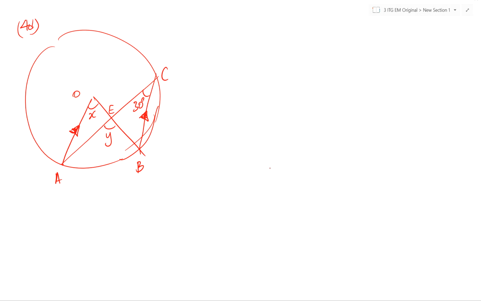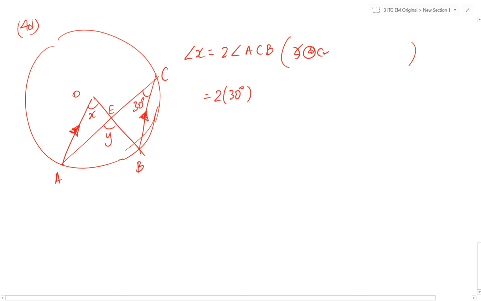I want you to focus on x and 30. What is the relationship? Times 2. Which one times 2 equals to which one? 30 times 2 equals x. So x equals 2 times 30. What is the reason? Why should x be double of 30? Angle x equals 2 times angle ACB. What is the reason? Angle at center equals 2 times angle at circumference.